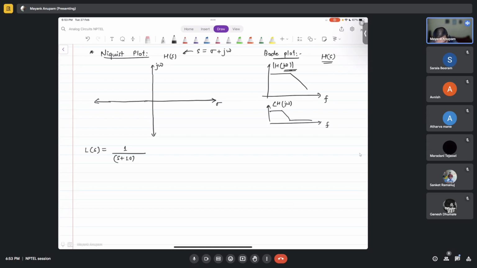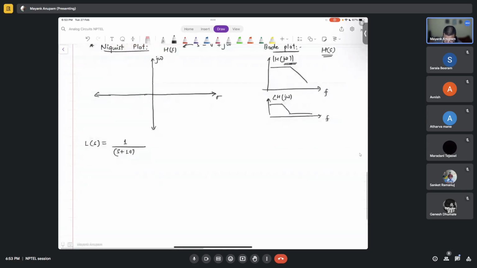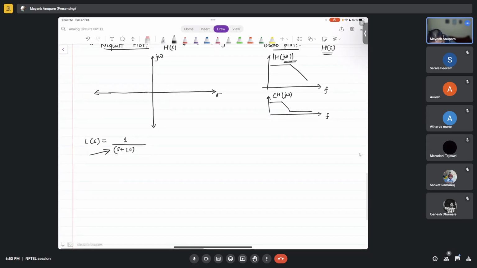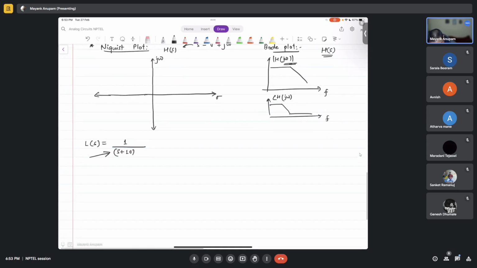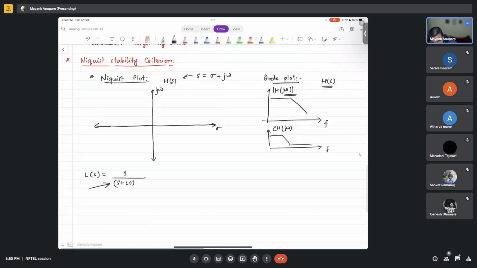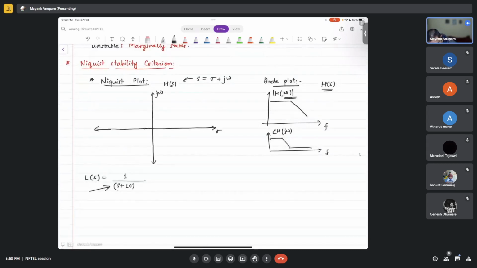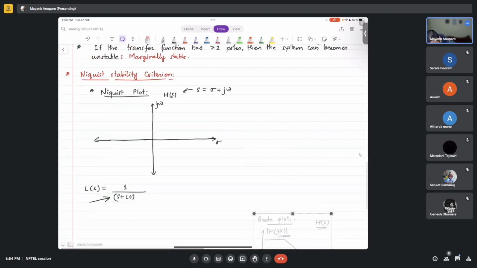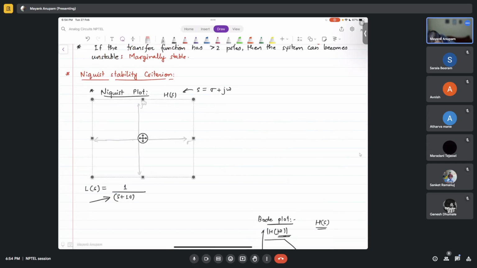L of s. So what the Nyquist criterion says is that when you try to make a Nyquist plot of this L of s, and when you see, oh, how will I explain? Ignore this. Okay, now I think I can explain.